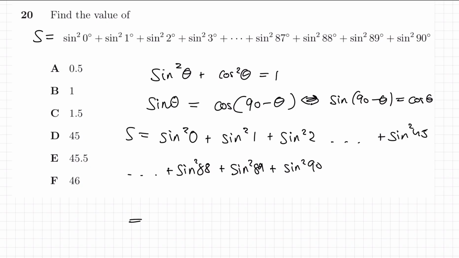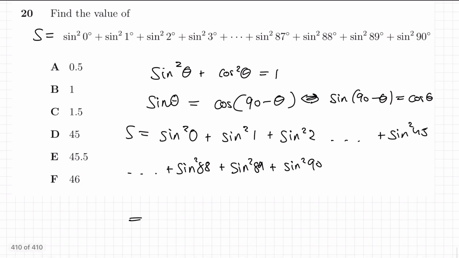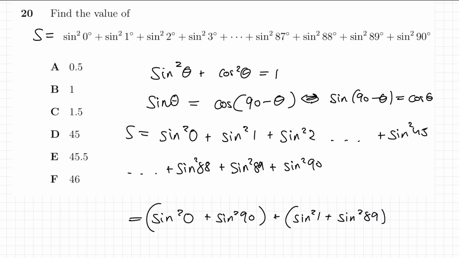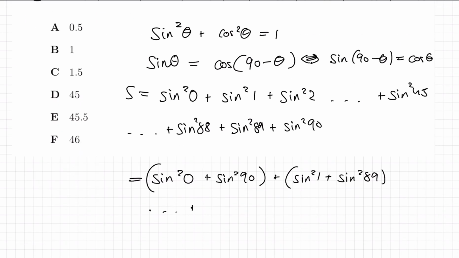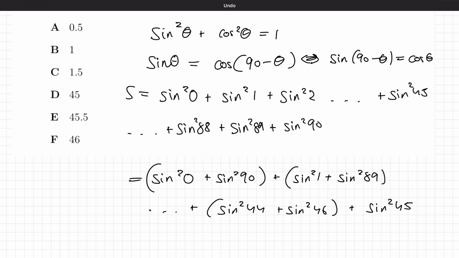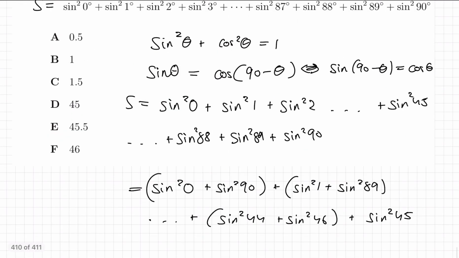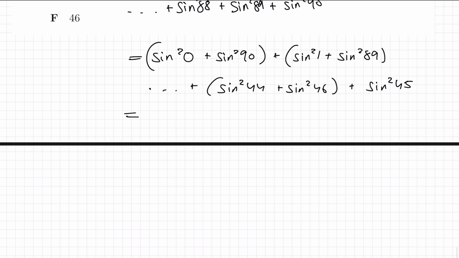And now you can see if we arrange each angle with its complementary angle, like so, we can put them into pairs like this. And so this would continue up until sine squared 44 plus sine squared 46. And see, we have our sine squared 45 just on its own at the end, since there's no second sine squared 45. Now we can put this identity into action.